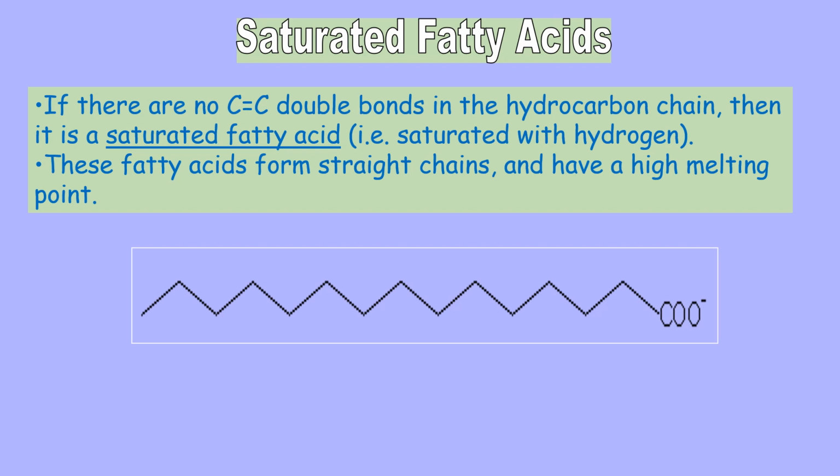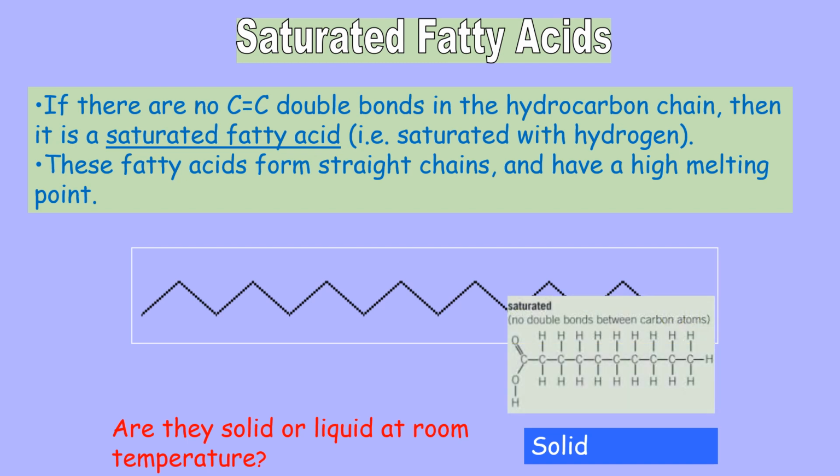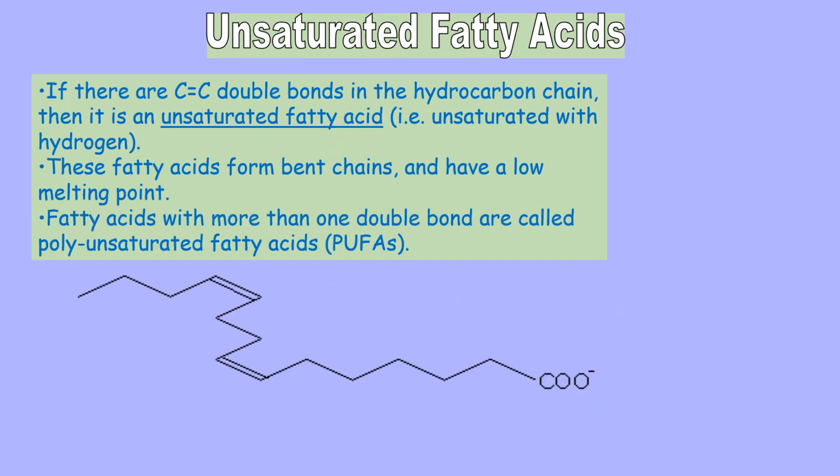So again, saturated fatty acids have no double bonds because they're completely saturated, they have no spare bonds, and that is why there is this straight chain. That means at room temperature they are more likely to be solid, because the particles are closer together, acting like particles in a solid. As an example, a saturated chain would look something like that.